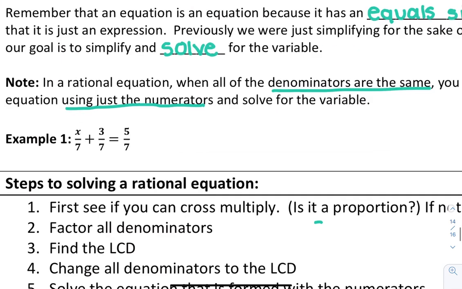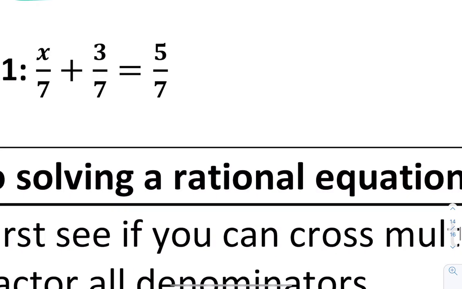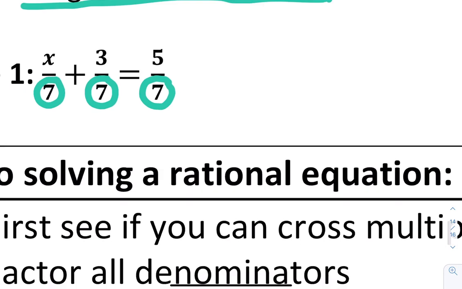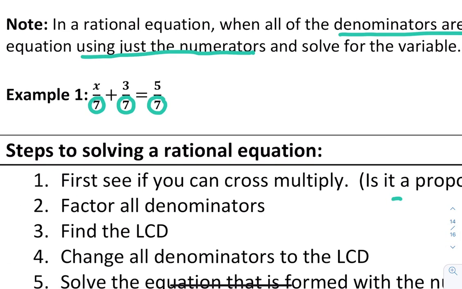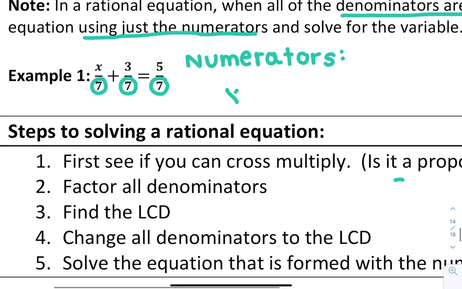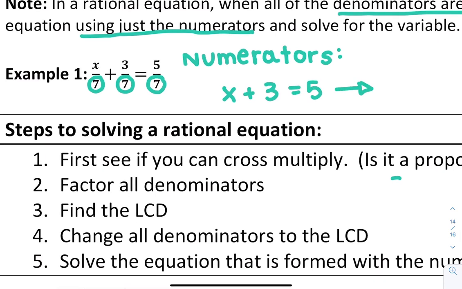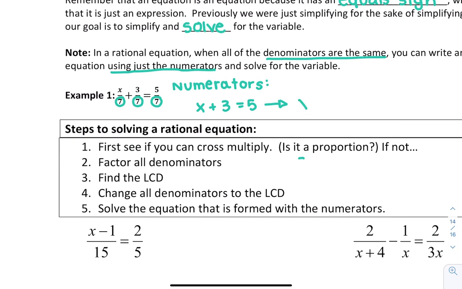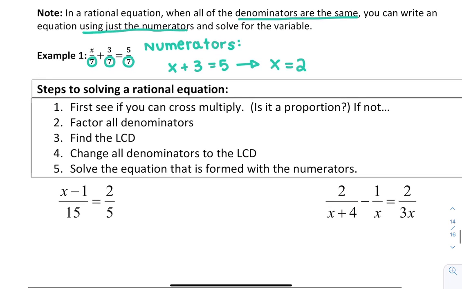So look at this first example. All of these denominators are 7. When that happens, we can just focus on the numerators. So we're just going to write out what the numerators are. Well, the numerators are x plus 3 equals 5, which means the solution to this equation is x equals 2. So now we're going to apply this for solving a rational equation.